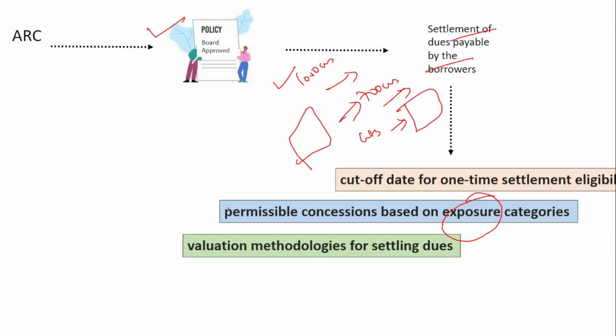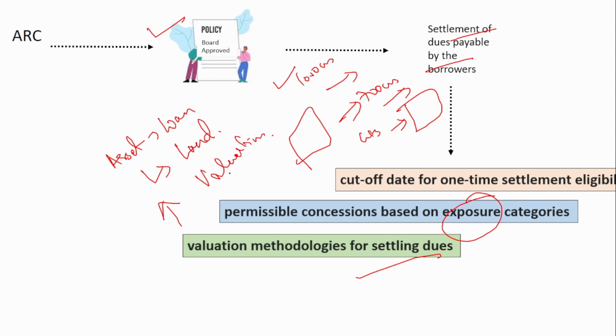Next is valuation methodologies for settling dues. So valuation methodology is nothing but, suppose an asset is attached to a loan, to a factory loan. The asset here is the land. So before selling that land or before liquidating that land, any bank or any ARC will value it. Valuation will be done of that land, in the sense of how much the land is worth, whether it's 1 crore or 2 crore. So they will take the valuation.